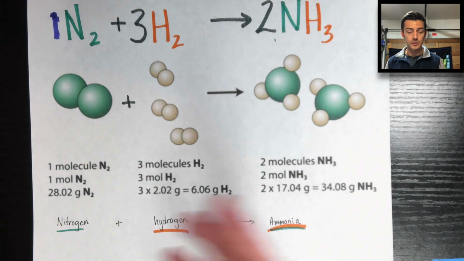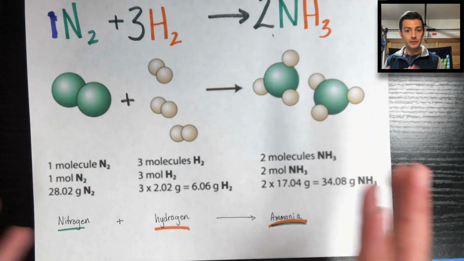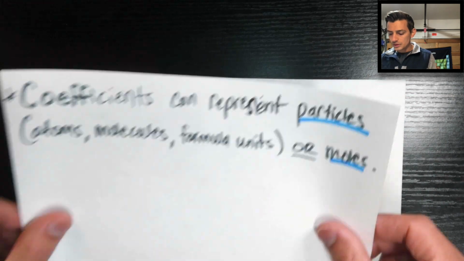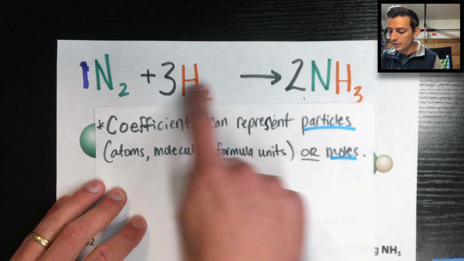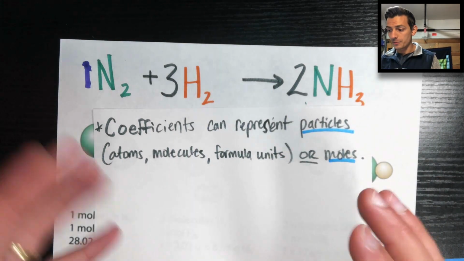Those numbers that come from the molar masses work out to totally balancing from the left side to the right side of the equation. Pretty cool. So something that we've learned is that coefficients, represented here as the 1, the 3, and the 2, can represent particles, or they can represent moles.